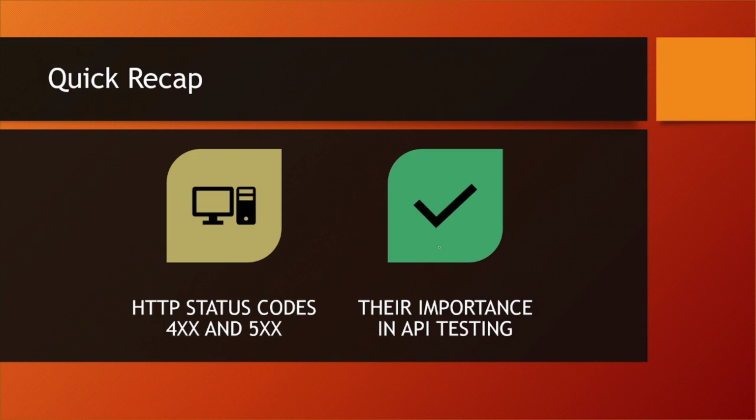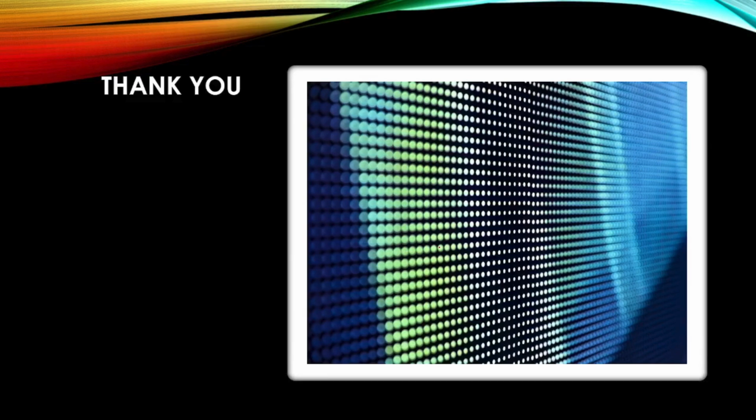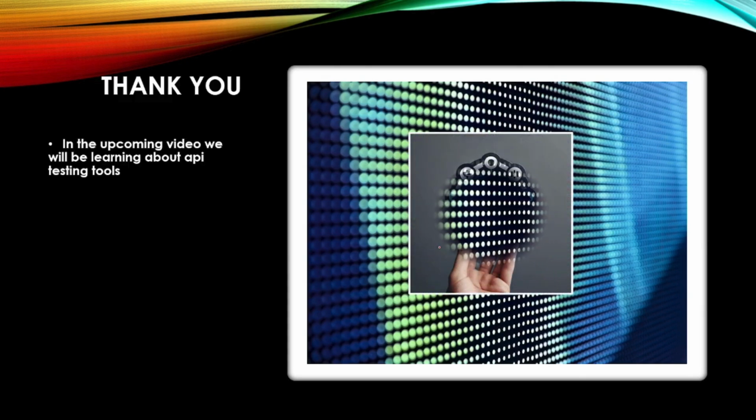That is the main criterion an API tester has to follow, which we learned throughout our video. That was all about the status codes, which we already covered. We will see the demonstration in our upcoming videos. So that was all about status codes.